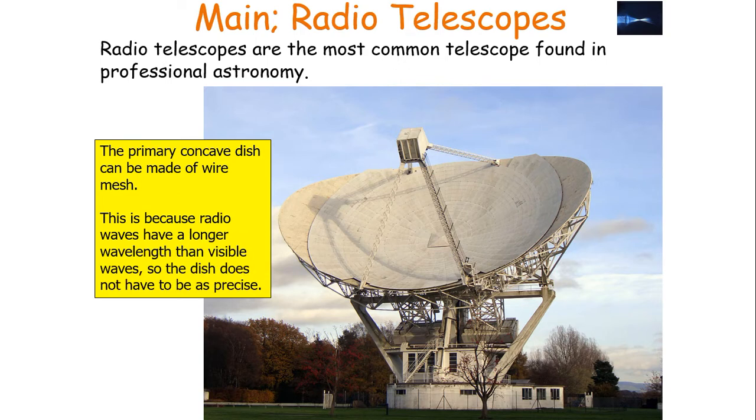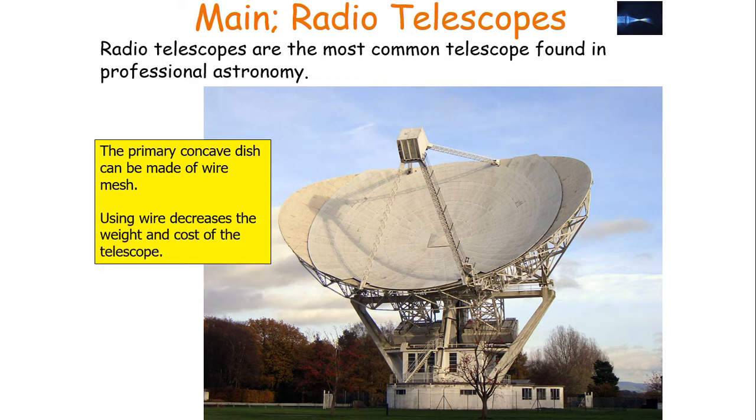Now, this is because radio waves have a longer wavelength than visible waves, so the dish does not have to be made as precisely as an optical telescope does. Now, using metal wire decreases the weight of the telescope and the cost of the telescope compared to making this dish from glass. Now, the primary concave dish reflects the waves to a focal point.